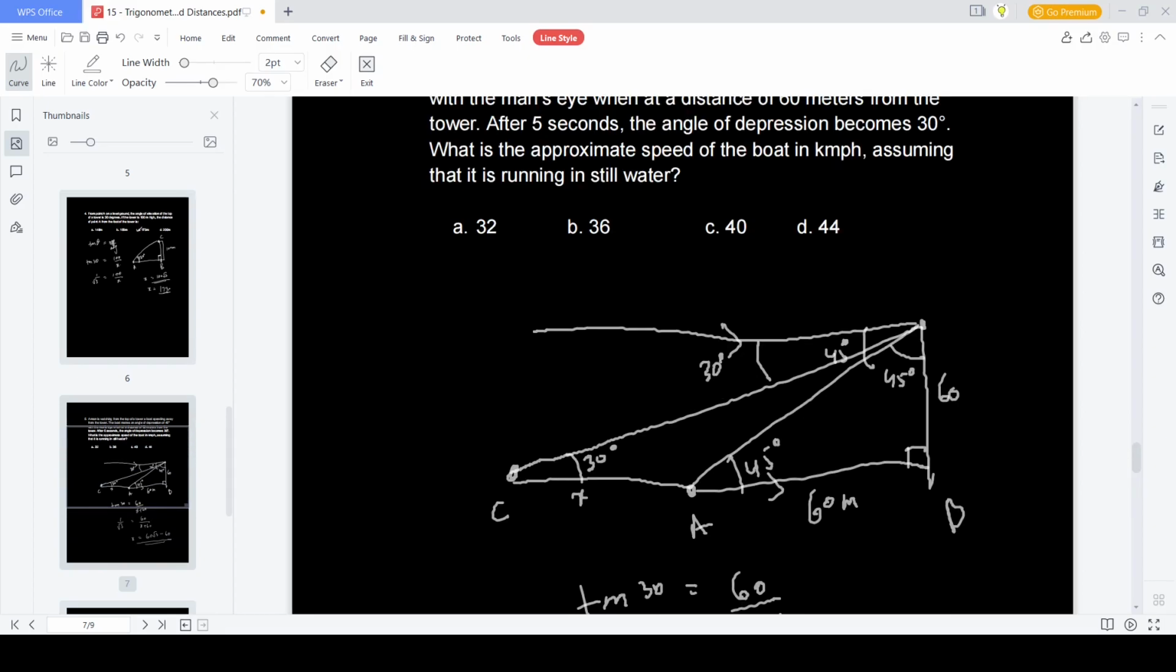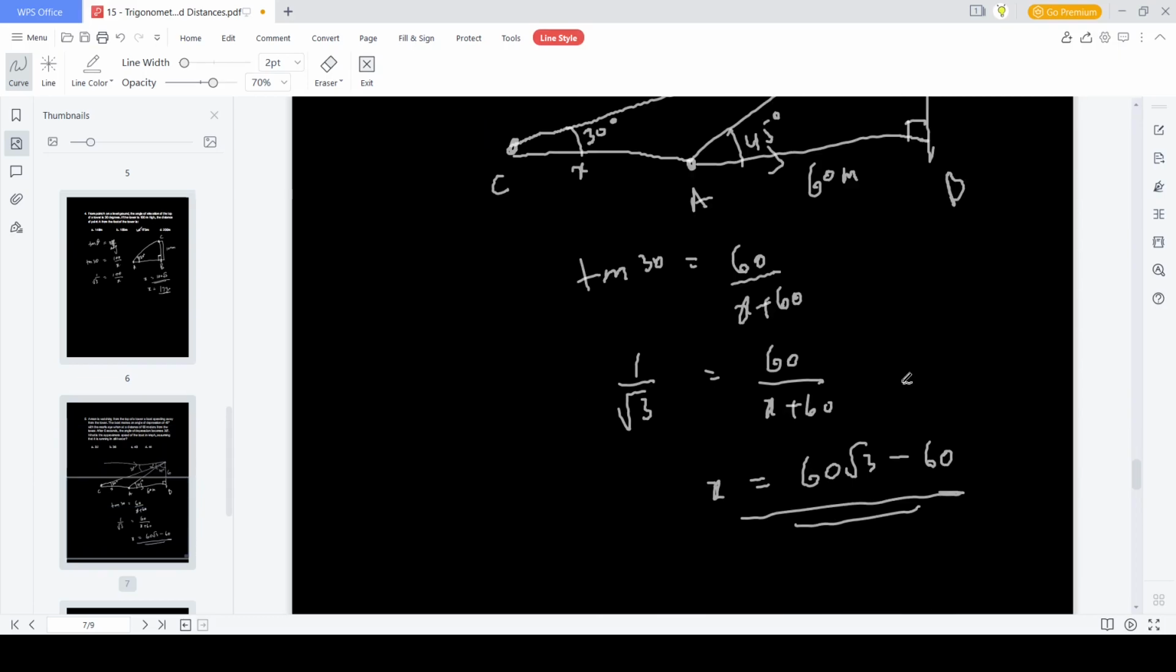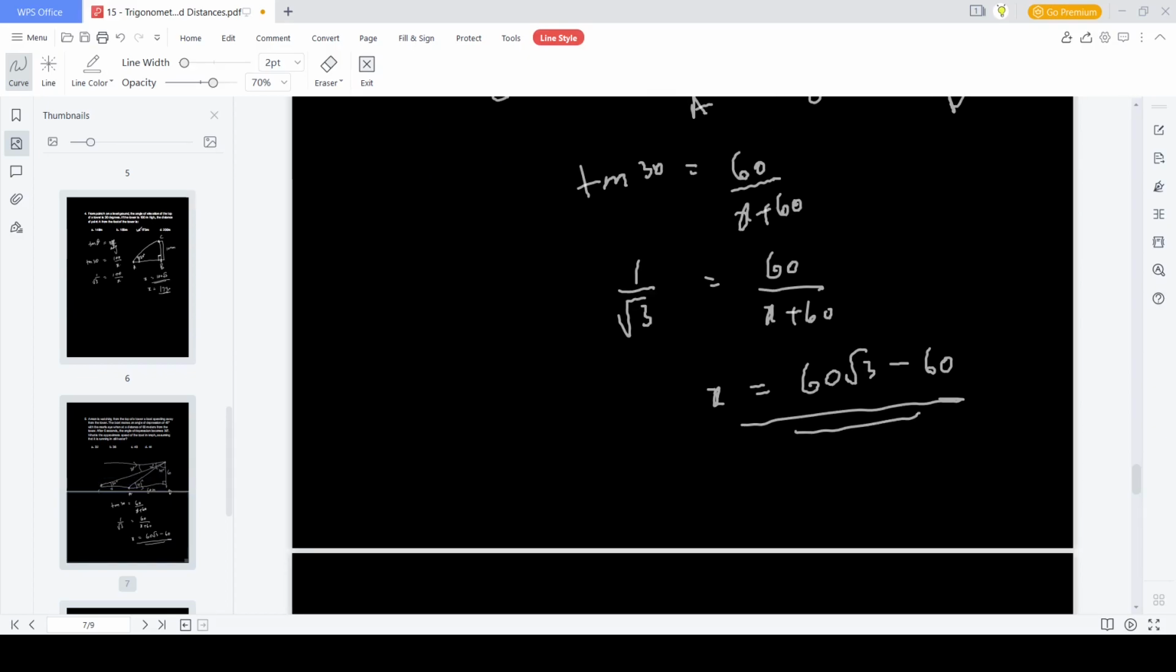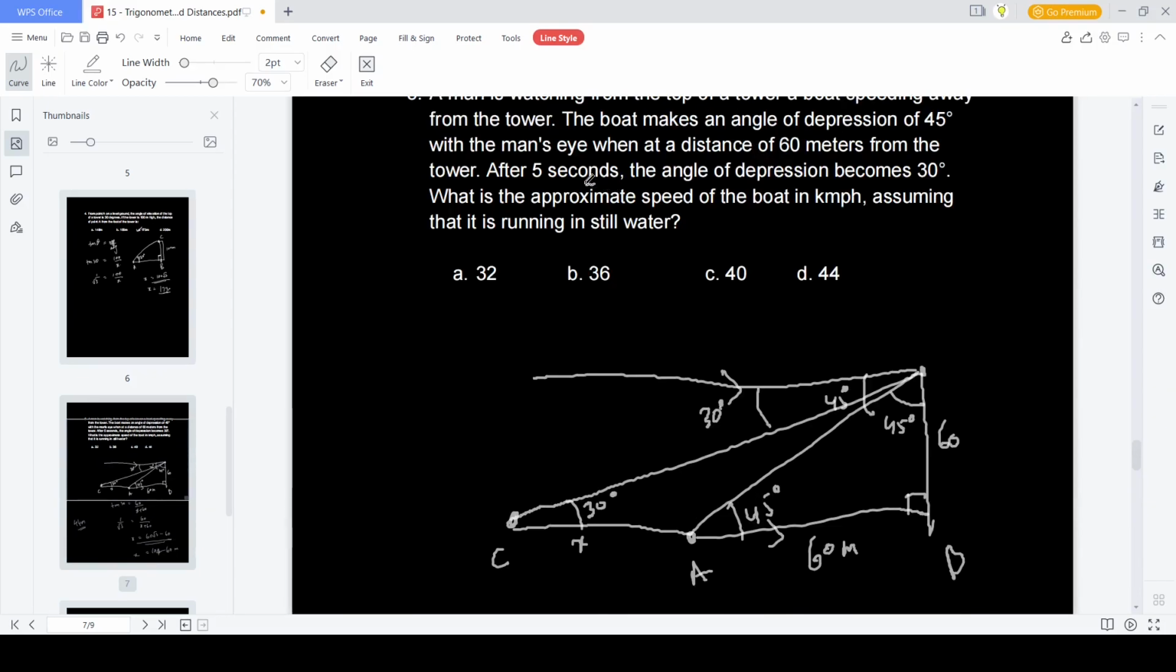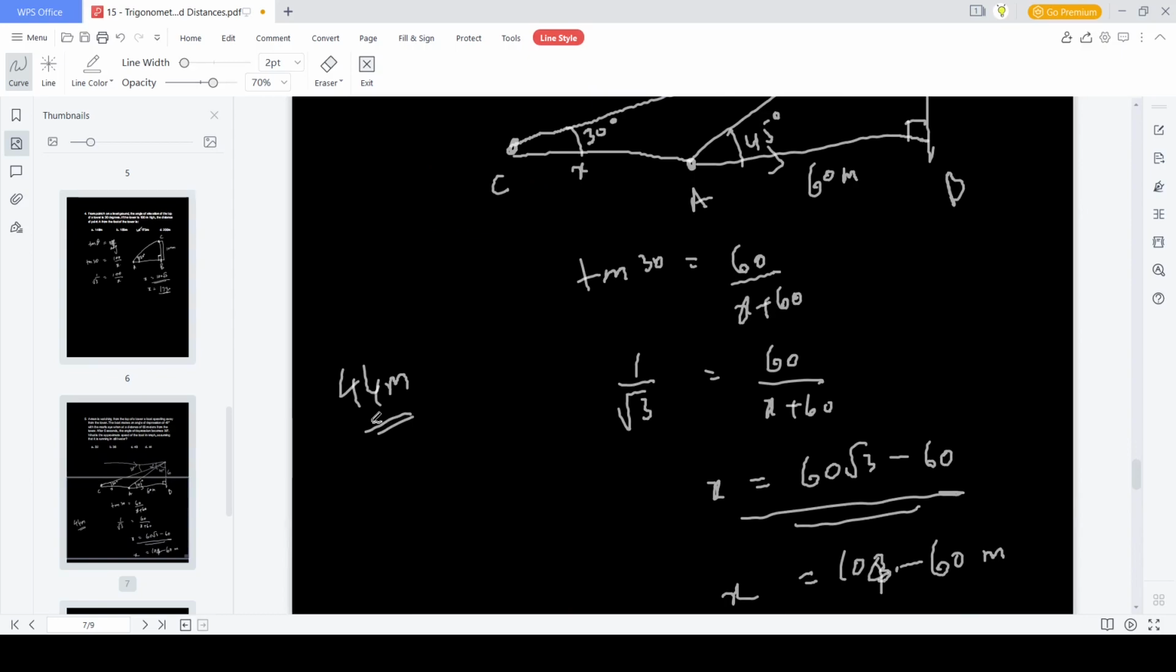Now I need to find out the speed of the boat. First I will convert it into decimal. So I will get 60 into root 3, which is 103.9. So 104 I'll assume, minus 60, in meters. That is 44 meters. So the boat travels 44 meters in how much time? 44 meters in 5 seconds. So 44 meters by 5 seconds.